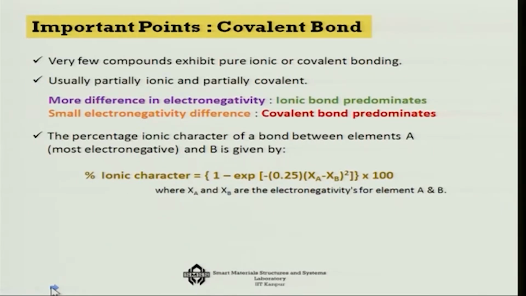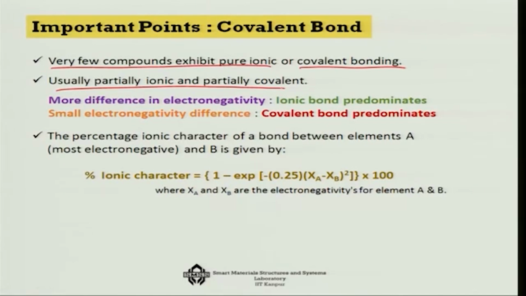The important point then about covalent bonds is that very few compounds exhibit pure ionic or covalent bonding. That is why you will always get a mix of it, and usually you will get partially ionic or partially covalent bonding.